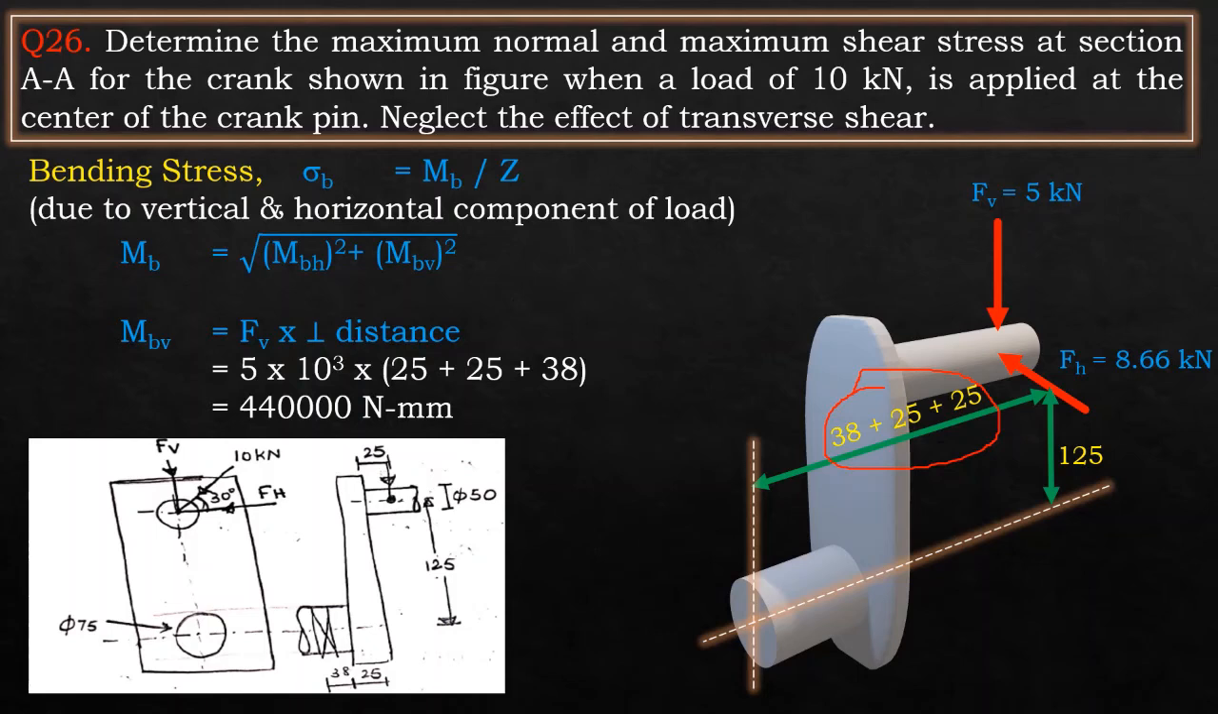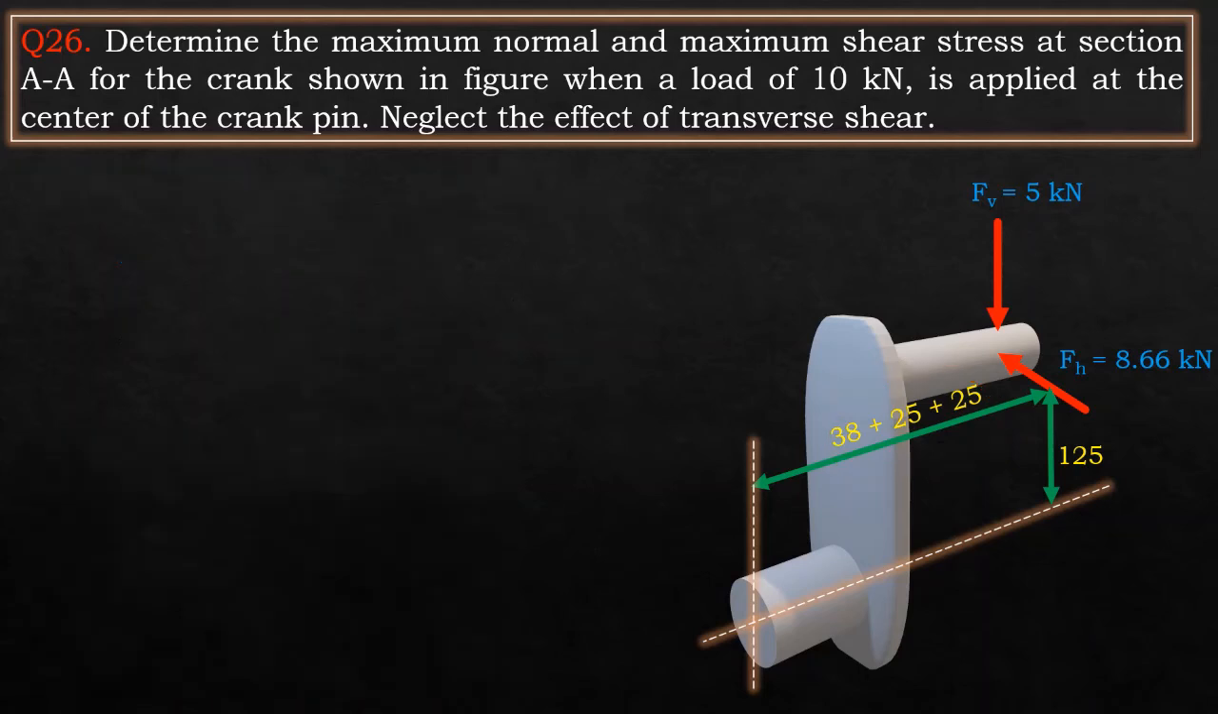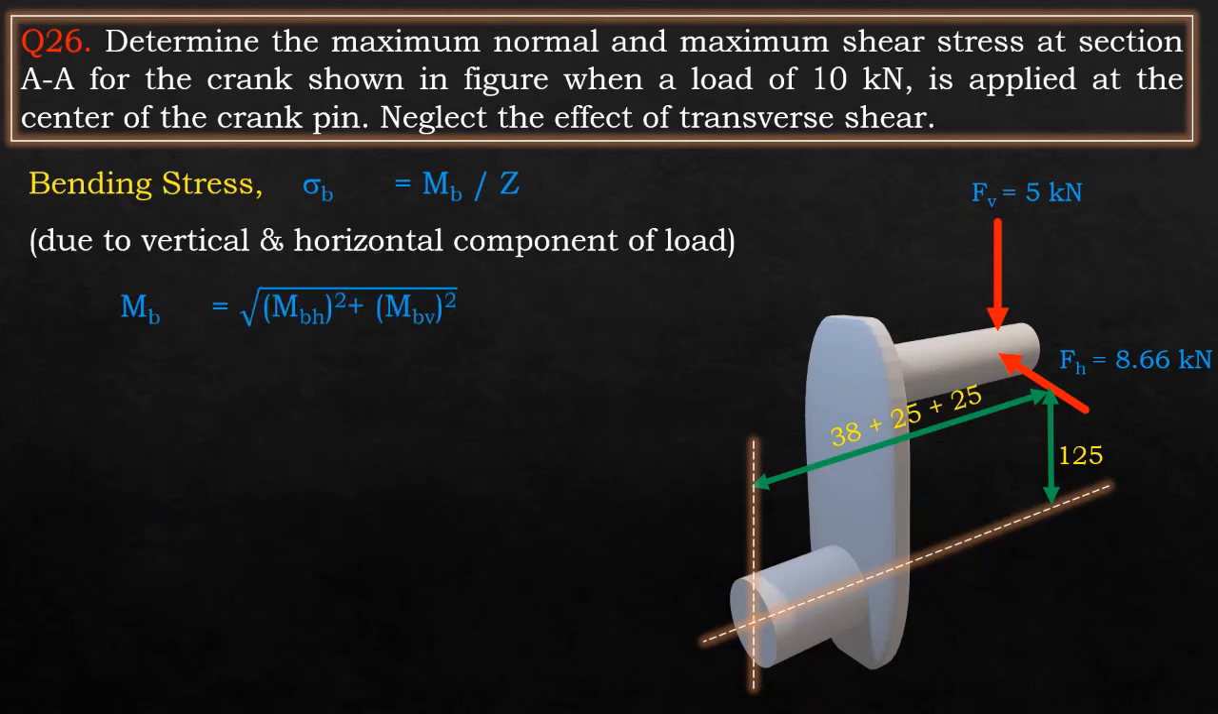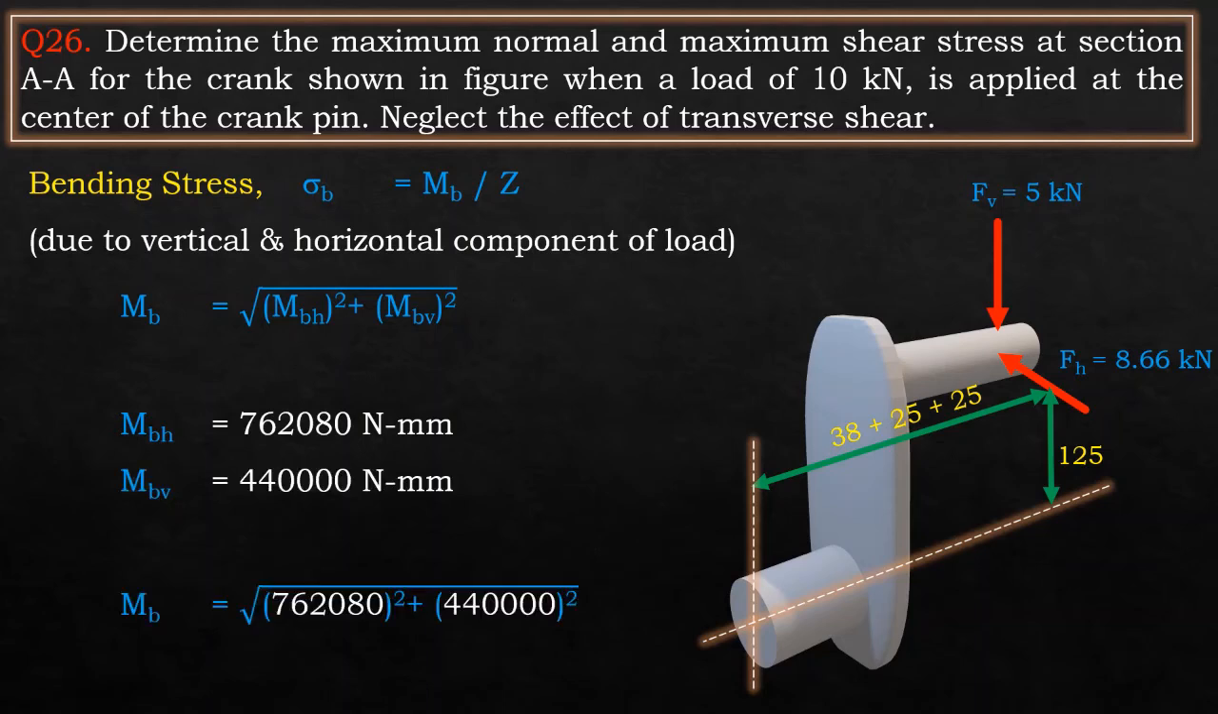Now by using this vertical component of bending moment and horizontal component of bending moment, we will be trying to find the overall bending moment of the structure. We have got the value of MBH, we got the value of MBV. So by using the formula which has been already stated, we will be trying to find the overall bending moment. This bending moment can be used now to find the bending stress.